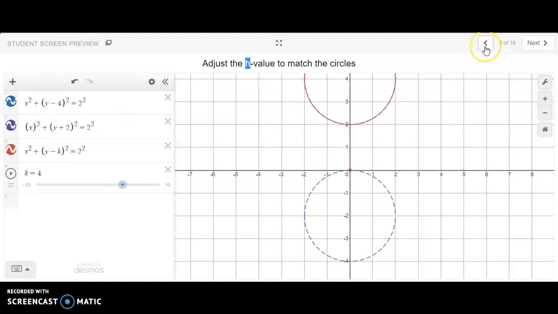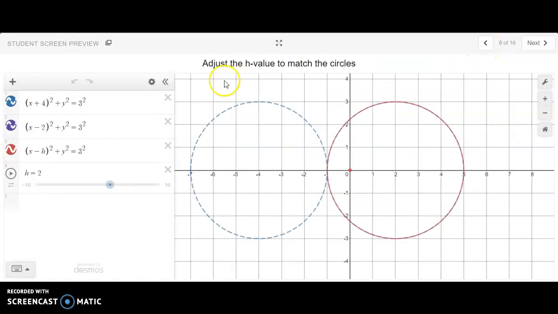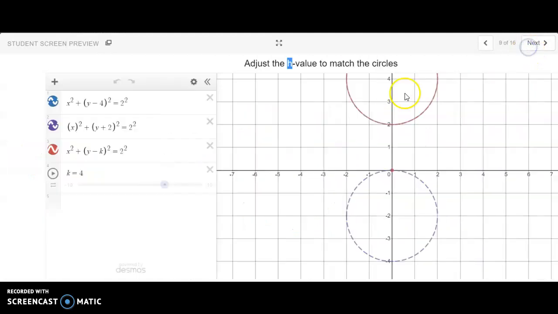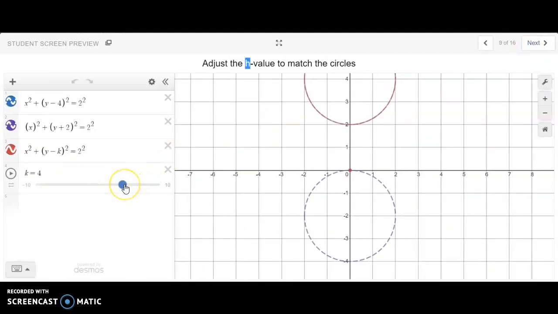So in these two slides, what I want you to notice is that the h value moves things left and right, and it goes with x, which makes sense because the x-axis goes left and right, and so the h value moves things left and right. The k value goes with y, and y goes up and down, and so adjusting the k value moves things up and down.